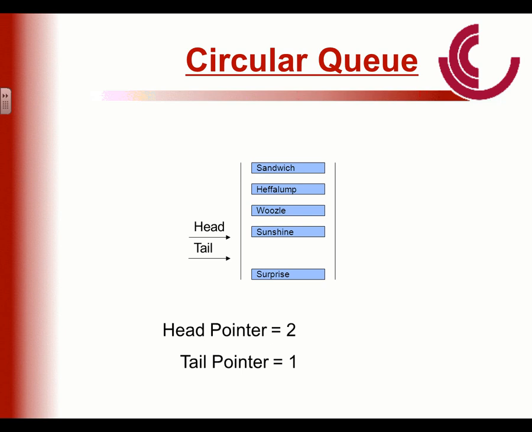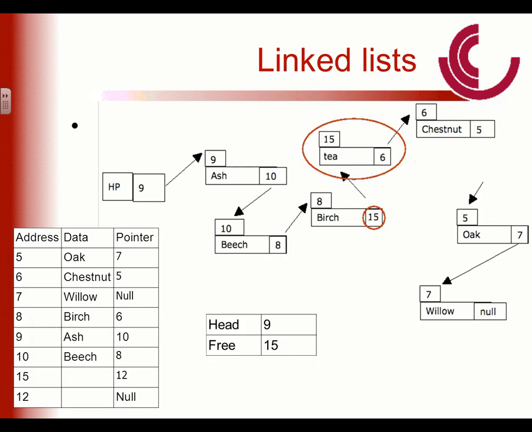Good. So how do you take the best bit out of the bottom? Well, you have to wait until the head pointer is pointing to it. So now when you want to remove something, you can only remove stuff from the head. You can't remove stuff from anywhere else because you don't know whereabouts in memory it will be. So if you now want to remove sunshine, then you do, and then you increase your head pointer again. And similarly, if you want to remove woozle and heffalump and sandwich, every time you do, the head pointer will go up by one.